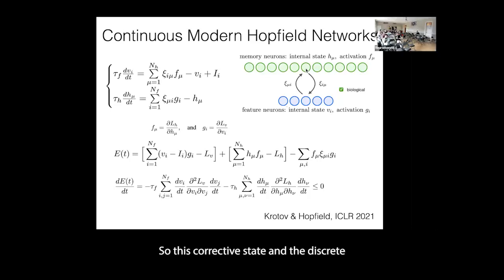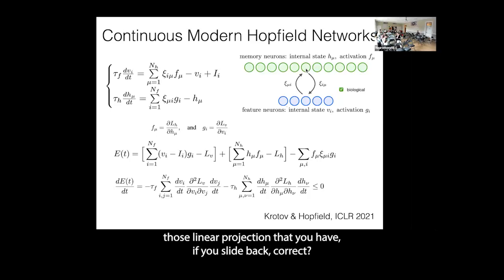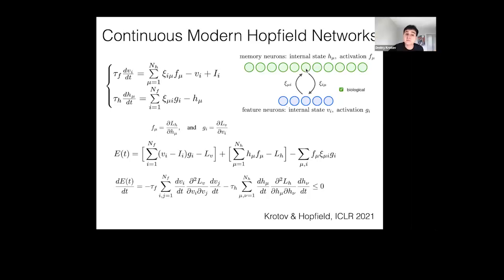So is it correct to state then that those green units, those internal units, correspond to those nonlinear projections that you had a few slides back? Correct. They do. Yes, indeed.